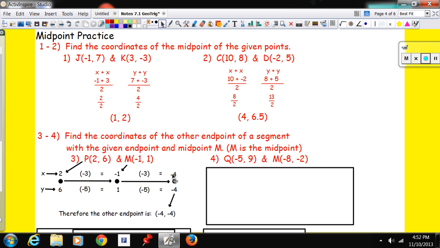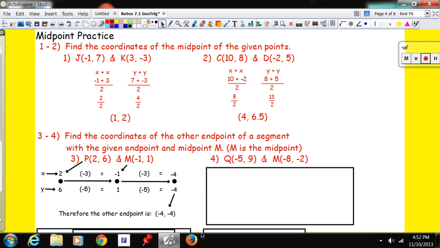You're going to end up with your x coordinate being a negative 4. If you started at 6 and you went down to 1, that means you went down 5 spaces to get from 6 down to 1 in the y value. So you got to go down 5 again, you're going to get down to -4. So the other endpoint would be the point -4, -4.